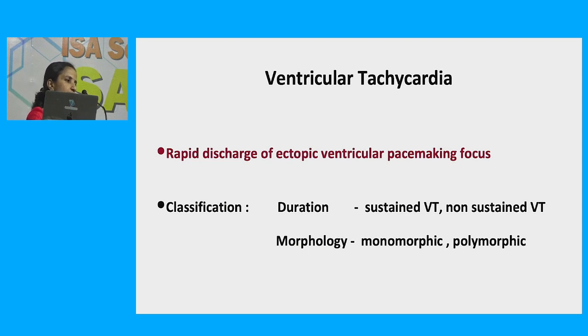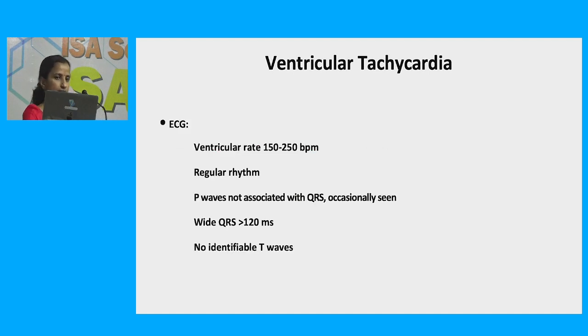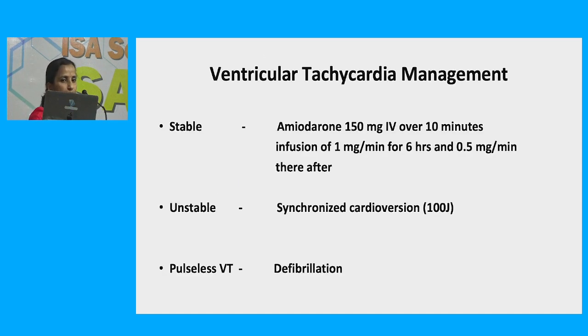Depending on the morphology of the QRS complex, ventricular tachycardia can be classified into monomorphic VT and polymorphic VT. In polymorphic VT, the QRS complexes will be of a different morphology. The rate will be around 150 to 250. It will be regular, but P waves are not seen because the QRS is wide, more than 120 milliseconds, and the T waves are also not identifiable.